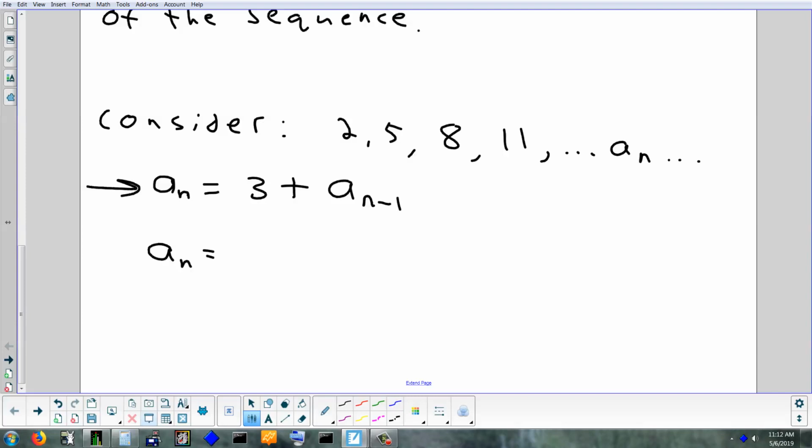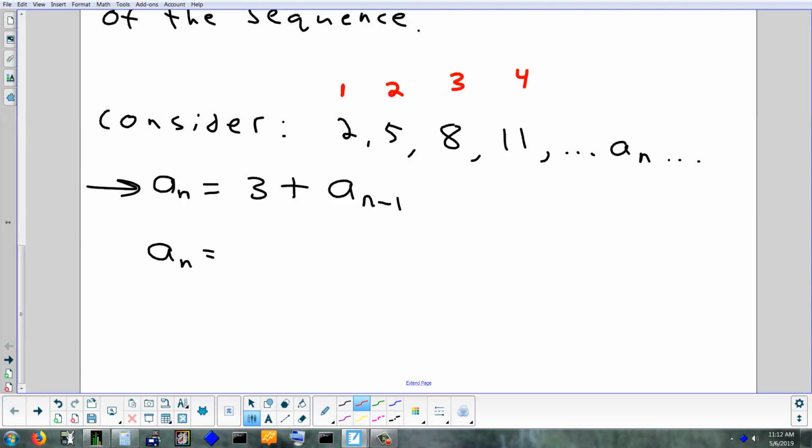I want to see if we can describe this a different way. What I want to do is try to describe it based on its position. So number 2 is in the first spot. And number 5 is the second number. 8 is the third number. And 11 is the fourth number.